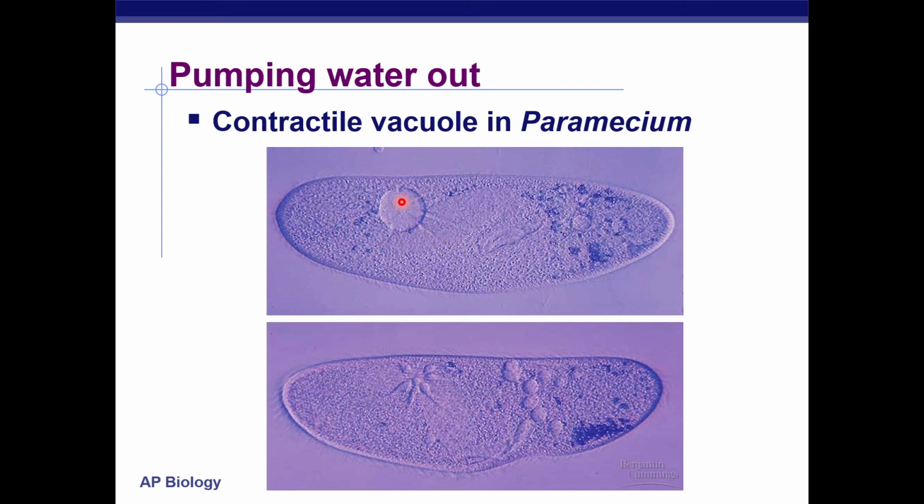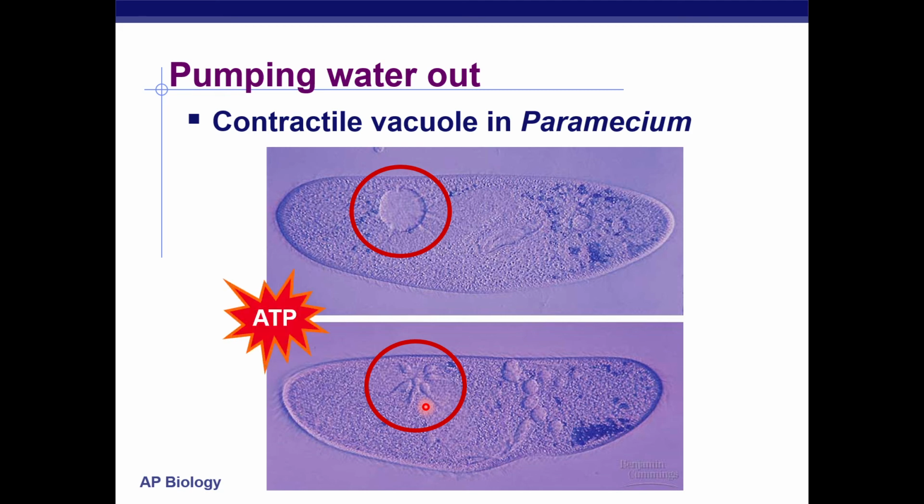So it has a special little structure called a contractile vacuole, and this gathers up that water, and then it releases that water back into the environment. But because that water is going from an area of lower concentration to an area of higher concentration of water, this contractile vacuole moves the water against its concentration gradient. So it needs energy in order to do that. It requires energy in order to work because it's moving the water against its concentration gradient.